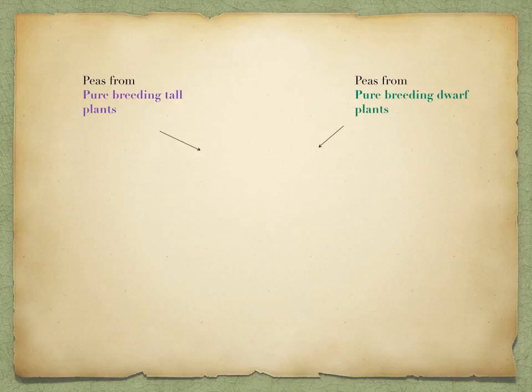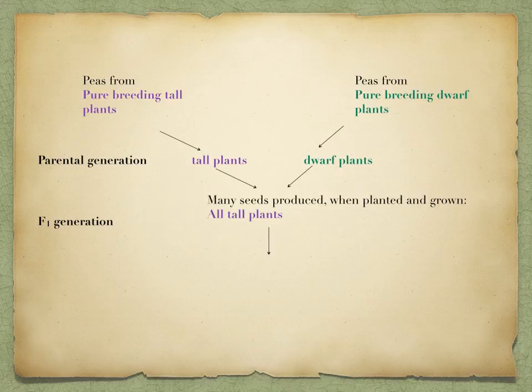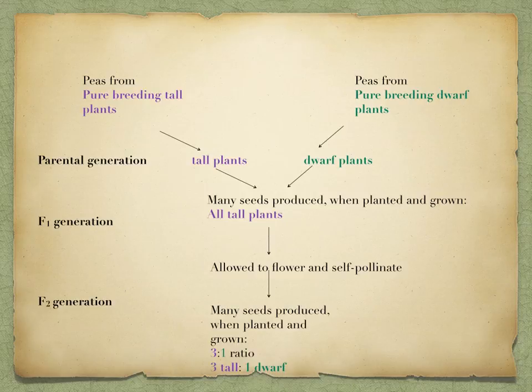So representing what we had just seen in terms of plants, here you can see that when you plant the peas from the pure breeding tall plants and the pure breeding dwarf plants, the resulting plants are called the parental generation. When you cross these with each other, you get the F1 generation. You get lots of different seeds. You plant these and you notice how all the plants will be tall. So we call this the F1 generation. Now, if these are allowed to flower and self-pollinate, you're going to get the F2 generation. The F2 generation will have lots of different seeds. When these are planted and grown, you're going to notice a ratio of 3:1, so 3 tall to 1 dwarf plant.